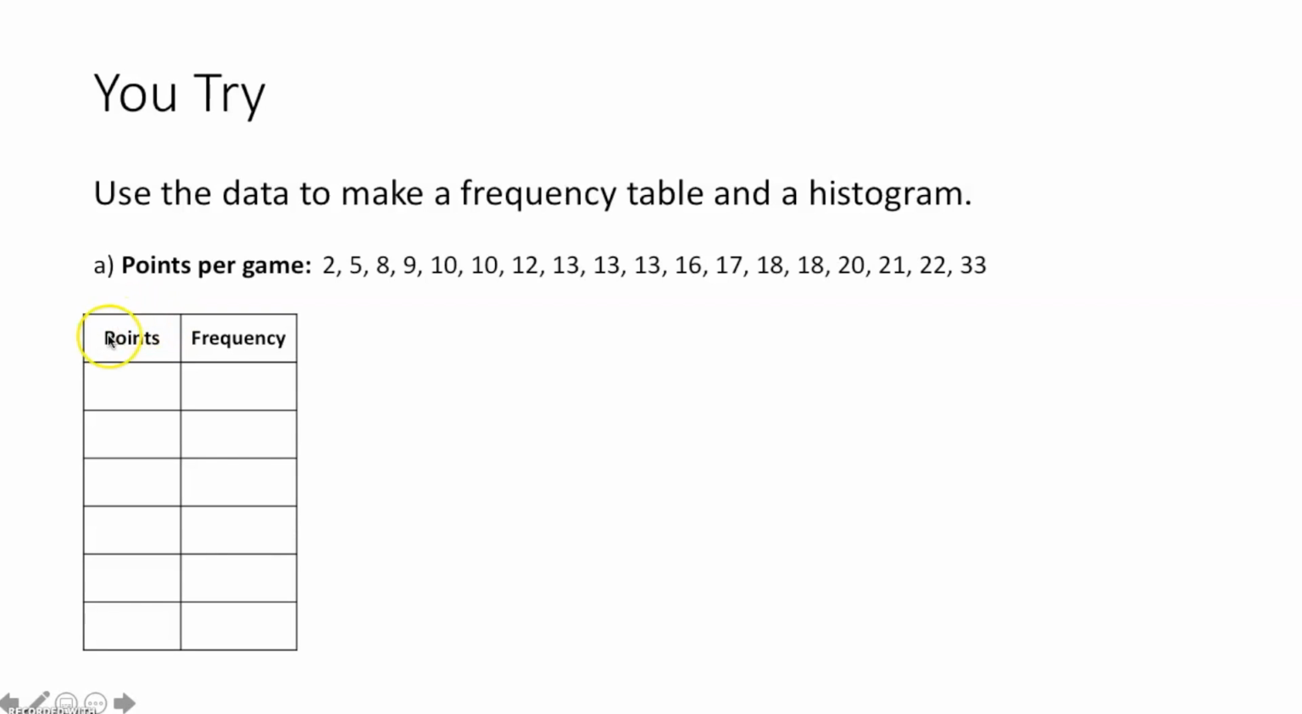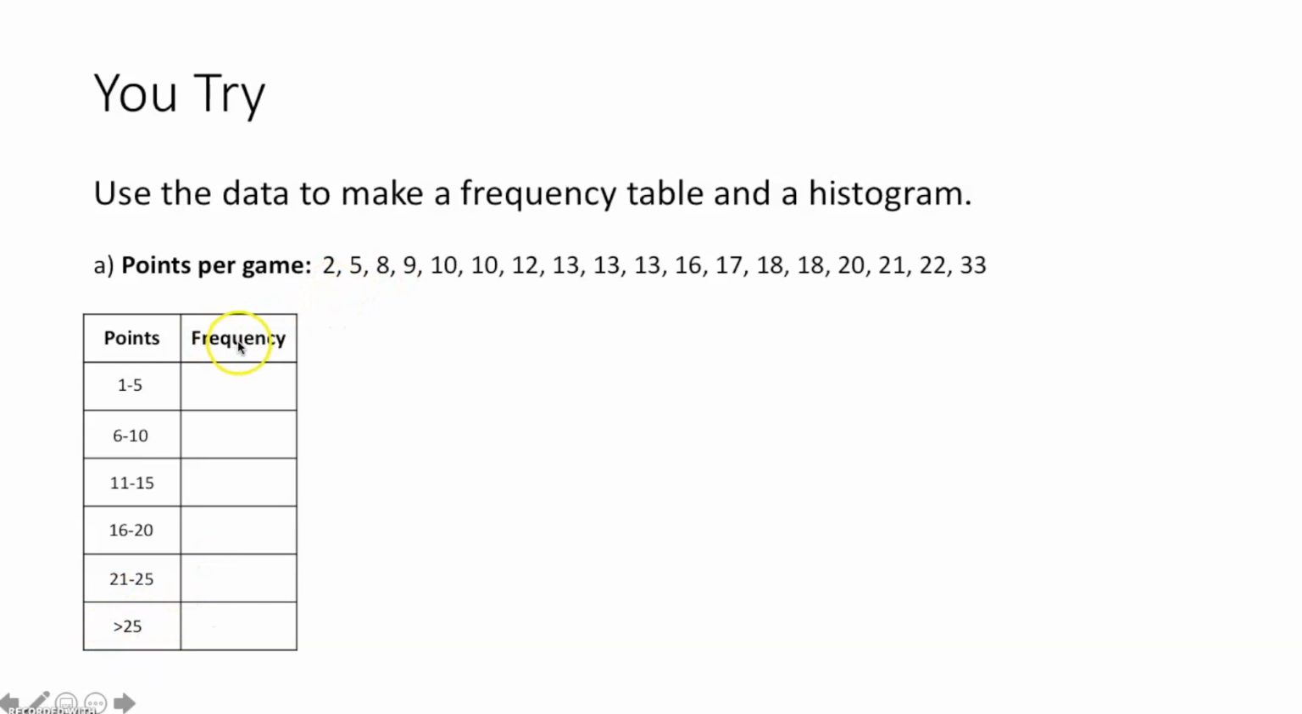Next, we create our frequency table where we're going to have a point interval over here in this column and then the frequency at which that occurs in this column. Now our point intervals could vary. You could have different intervals than I do, but I'm going to choose 5-point intervals. So we'll go from 1 to 5, 6 to 10, 11 to 15, 16 to 20, 21 to 25, and then anything bigger than 25. That will be our last interval.